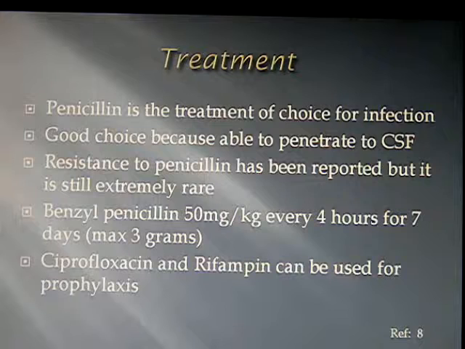Some of the treatments that we use for Neisseria meningitidis include penicillin, which is the treatment of choice for infection. The reason is that it is able to penetrate the cerebrospinal fluid and reach the bacteria. However, there have been extremely rare cases of resistance to penicillin reported. The dosing of penicillin is usually benzylpenicillin 50 mg per kg every 4 hours for 7 days, with a maximum of 3 grams a day.